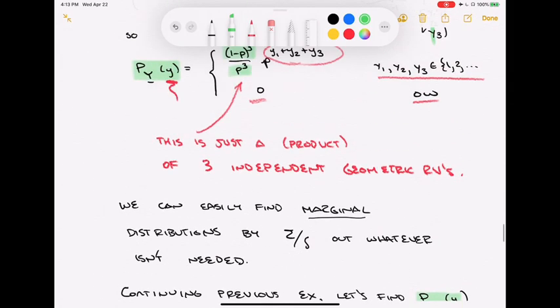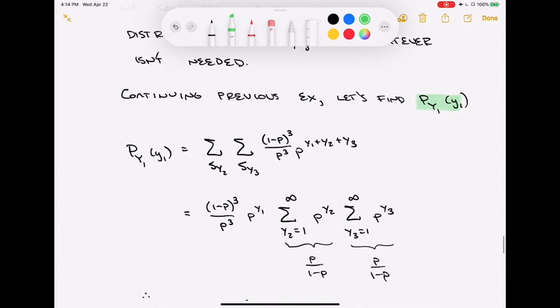I had set up here that this was a product of 3 independent geometric random variables. If you have independent random variables, the joint distribution, even if it's a vector one, we'll see this formally next lecture, is just a product of all the marginals. So what I'm really saying here is that each of the marginals should be a geometric. We can get that marginal, p_{y1}(y1), by summing out the variables of non-interest.